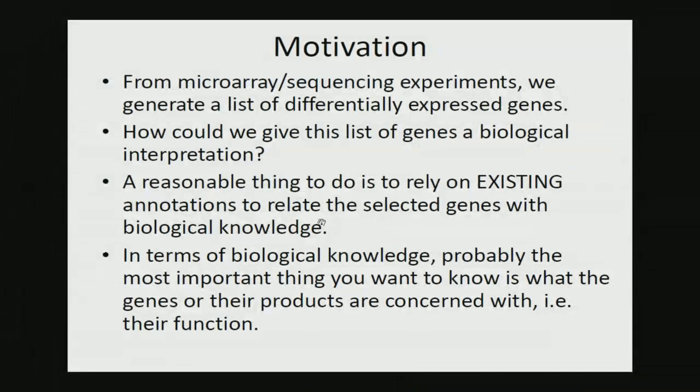So the motivation for doing this is we get a list of differentially expressed genes from microarray or sequencing experiments, right? And the next step, we would like to give this list of genes a biological interpretation. A reasonable thing to do is to rely on existing annotation to relate the selected genes with some biological knowledge. In terms of biological knowledge, the most important thing you want to know is probably what genes or their products are concerned with, right? Their functions and the biological process.